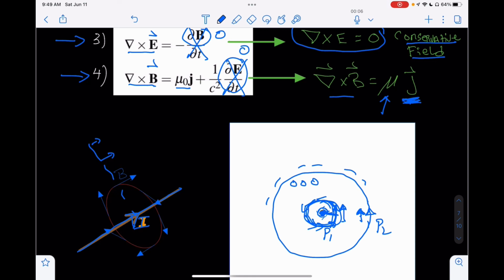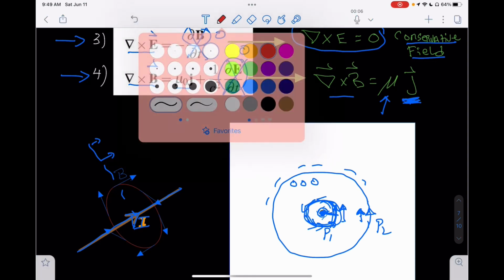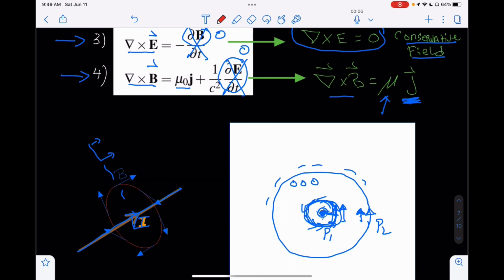The other thing about Maxwell's equation is that it's linear. What does that mean? That means that if you double the current, so if the current coming up here is twice as much, then the magnetic field everywhere in this field is going to be twice as high.